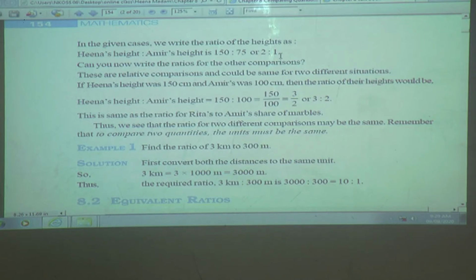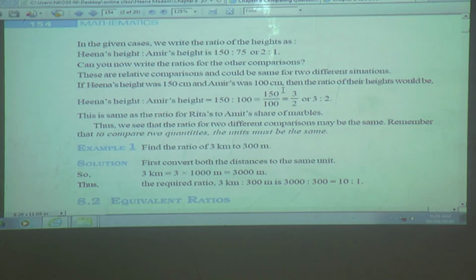Can you now write the ratios for the other comparisons? Yes. These are relative comparisons and could be the same for two different situations. What situations had we seen? One of the marbles, and one of the speed of the man and the cheetah. Suppose Hina's height was 150 centimeter and Amir's height was 100 centimeter. Here Amir's height is changed and given to us.